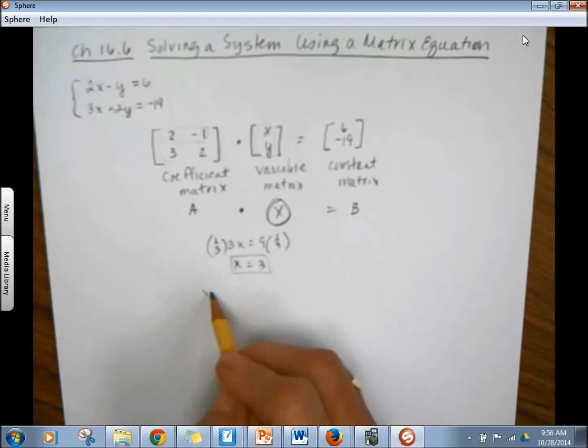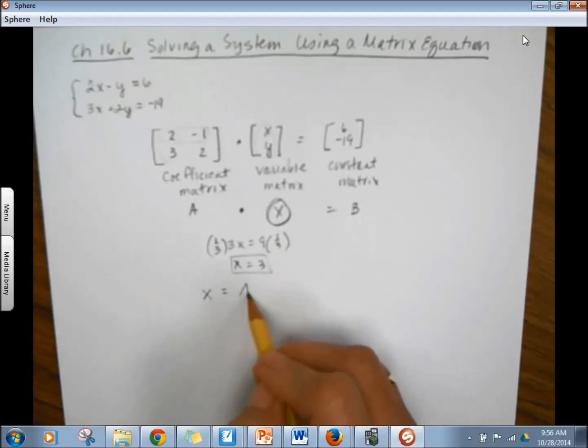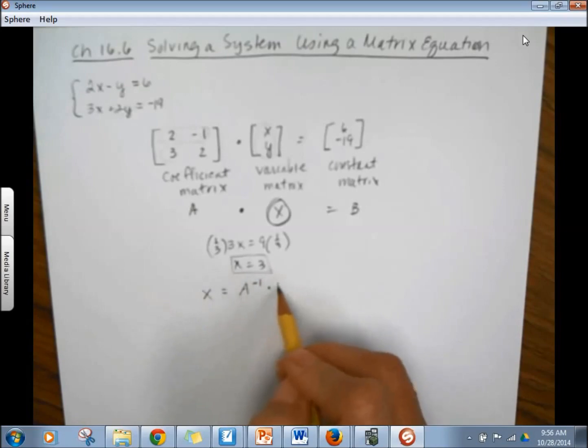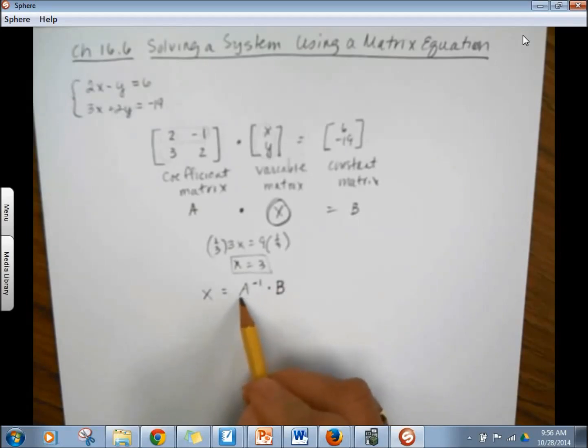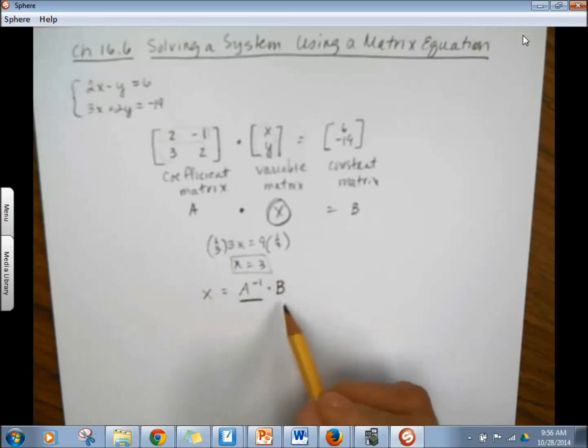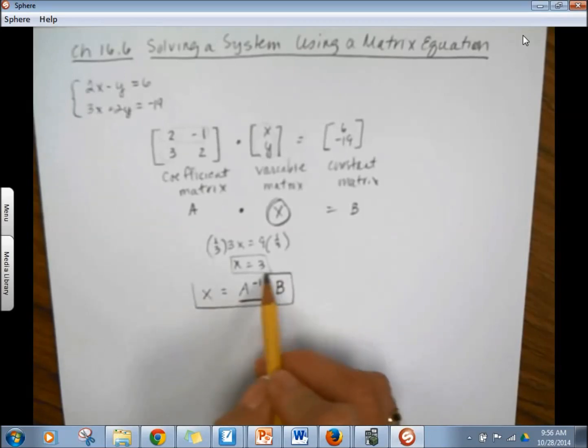So we will say that X is going to be equal to A inverse times B. Now, never B times A inverse. A inverse will always be on the left. Okay, because as you learned before, multiplication with matrices is not commutative. So this is the process.